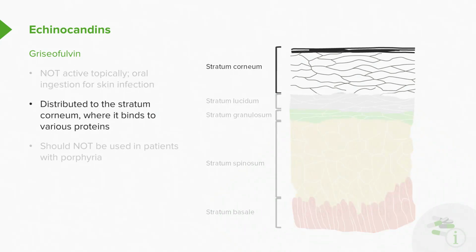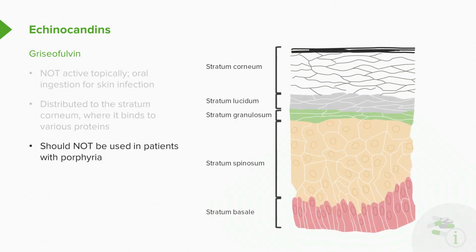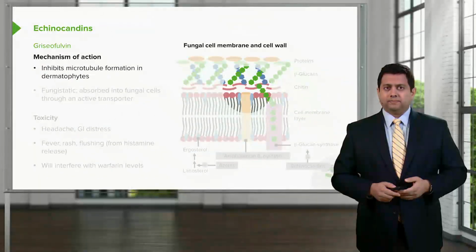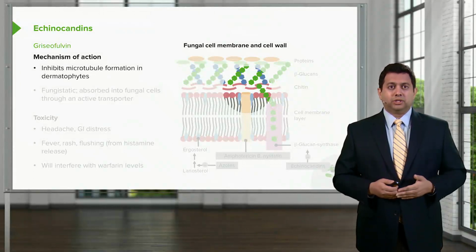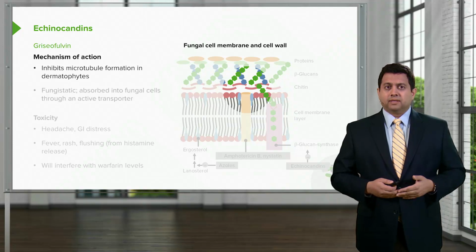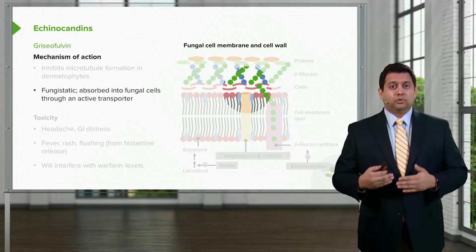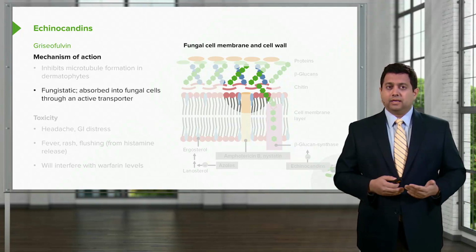It's distributed to the stratum corneum, where it binds to various proteins. It should not be used in patients with porphyria because you can actually precipitate a porphyria crisis with this agent. In terms of how it works, it actually inhibits microtubule formation in the dermatophytes. It's fungistatic, so it's absorbed into fungal cells through an active transporter.